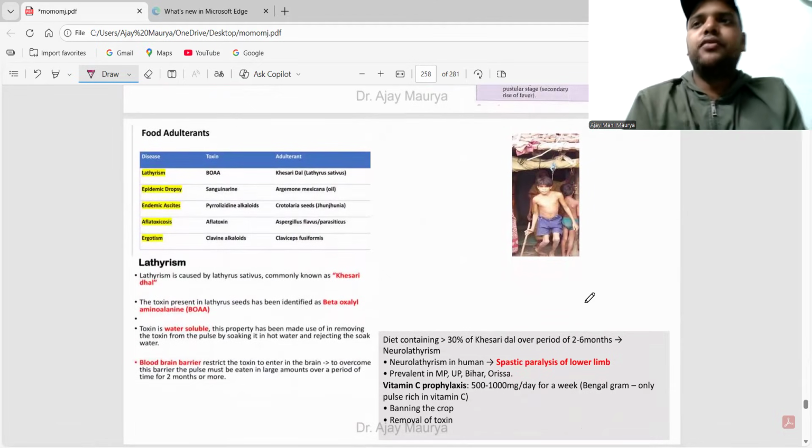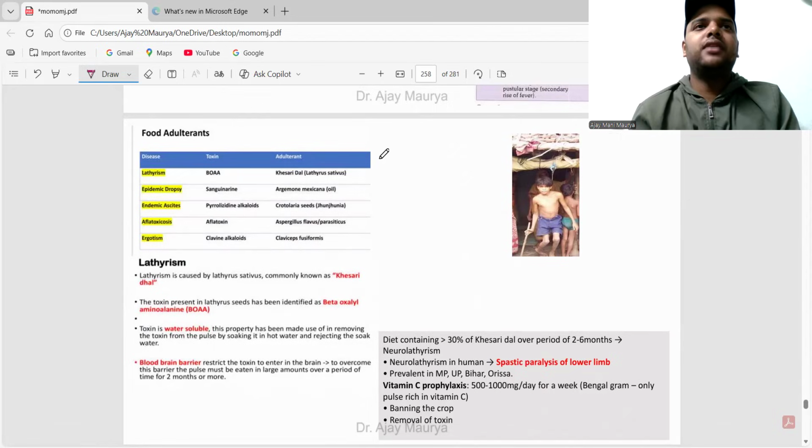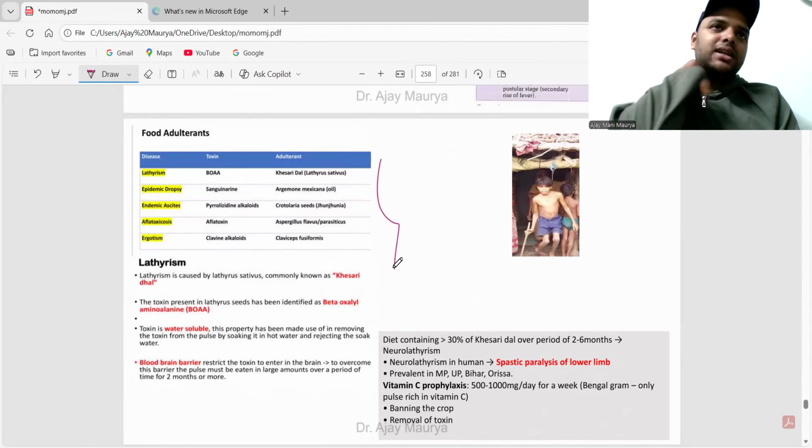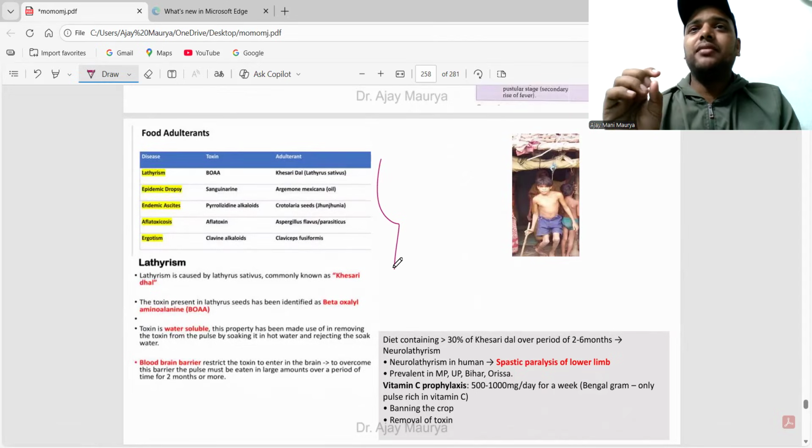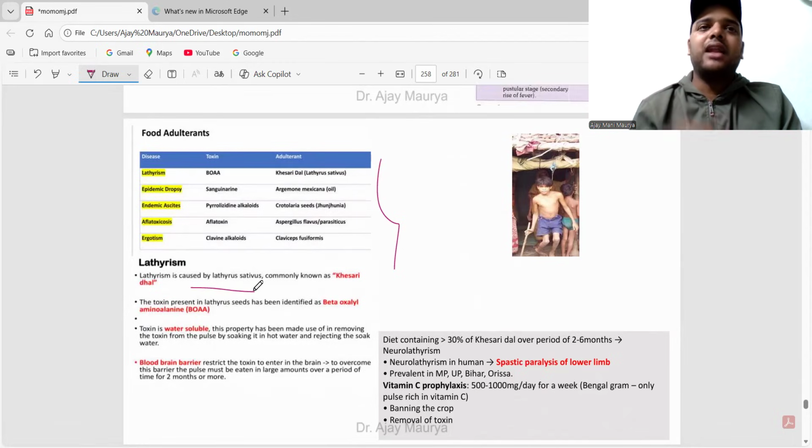Okay, this one, food adulterants. I already discussed this one in the above slide, Lathyrism. Now remember, let's talk about Lathyrism. What is it caused by? Lathyrus sativus, commonly called Khesari dal. This contains a neurotoxin, beta-oxalyl-L-amino alanine.